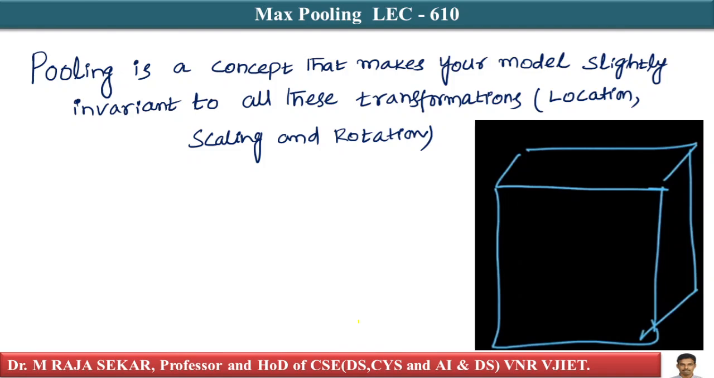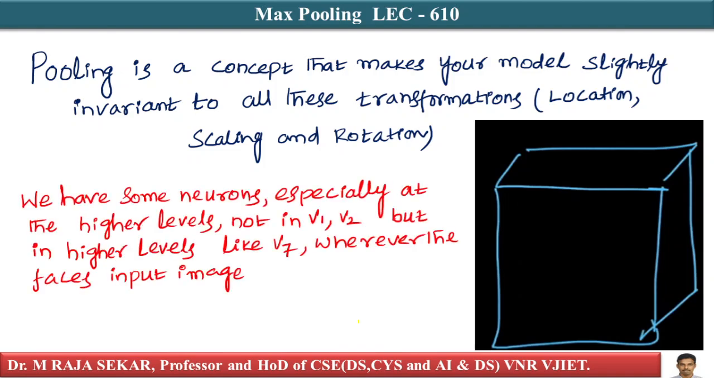In biology we have some neurons, especially at the higher levels, not in V1, not in V2, but in higher levels like V7. Wherever the face is in the input image, the face could be here, or here, isn't it? The face could be rotated like this, the face could be scaled. Still the neuron in V7 fires.